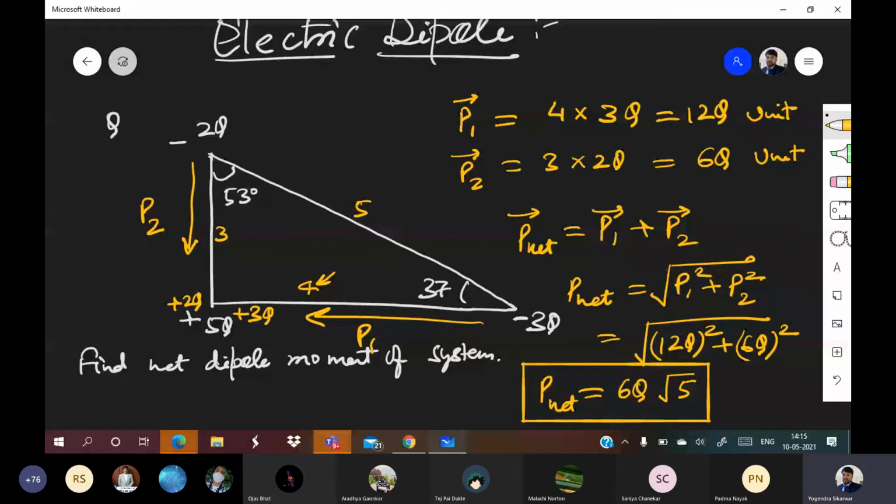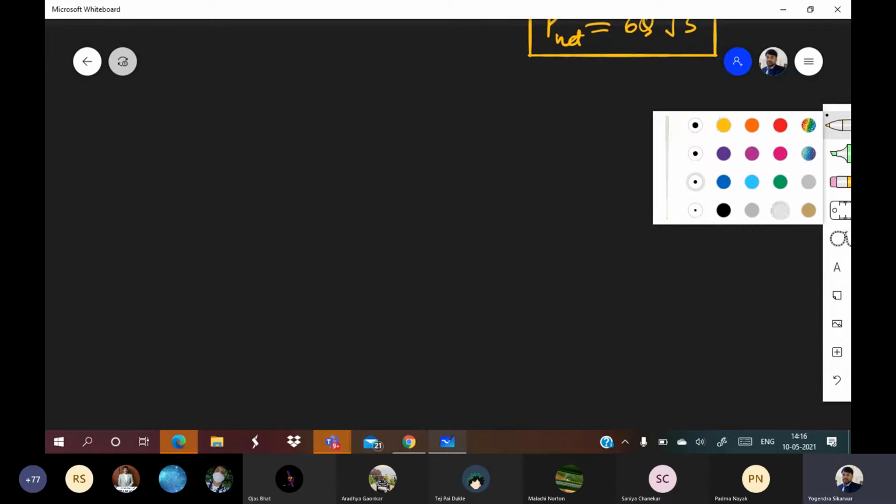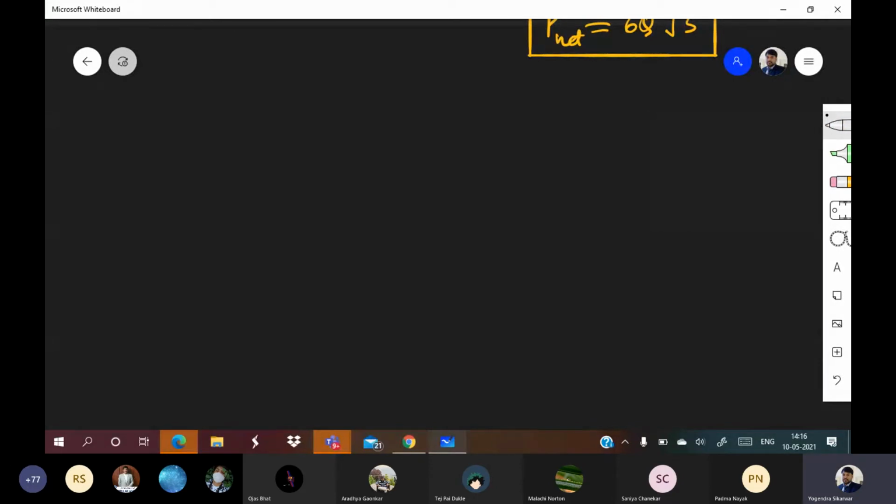Okay, thank you. So this was how to calculate the dipole moment. Now we are going to talk about the direction of dipole. Yes, the direction of dipole is from negative charge to positive charge.